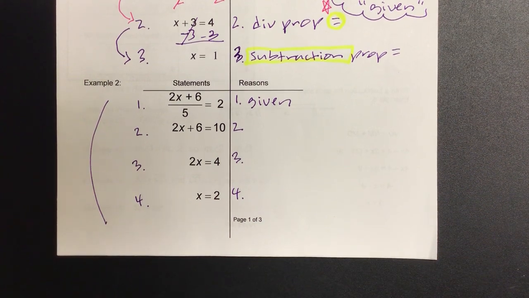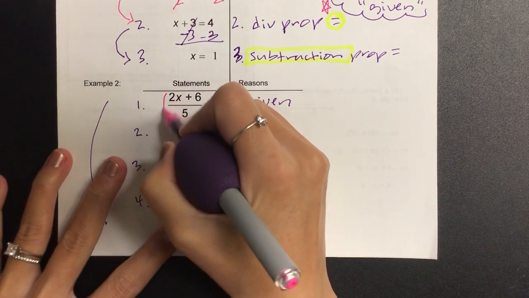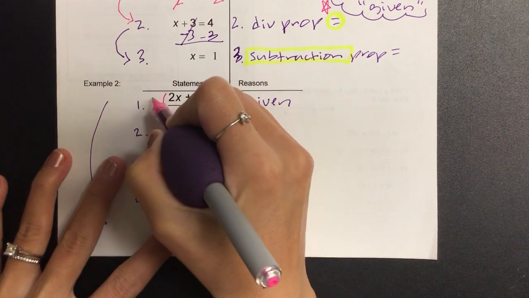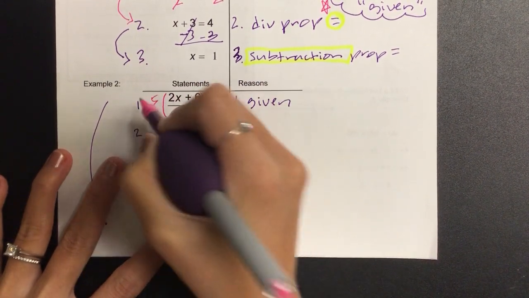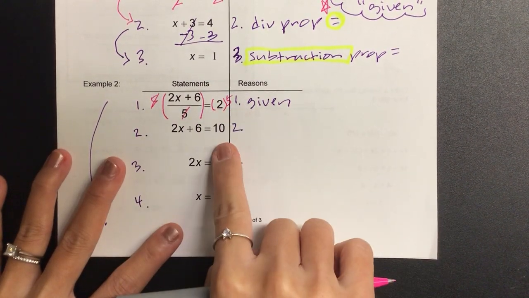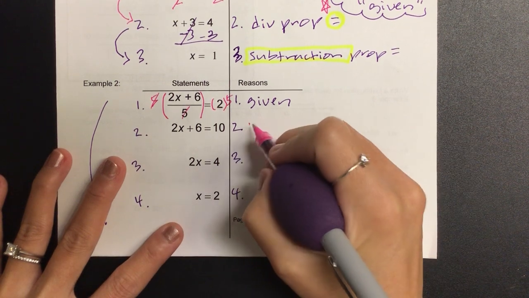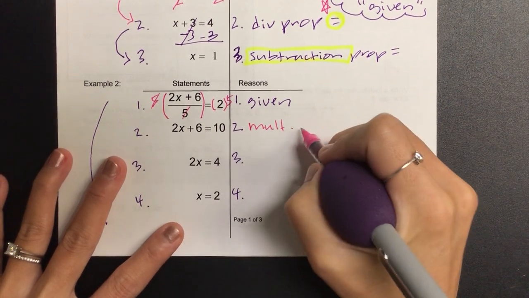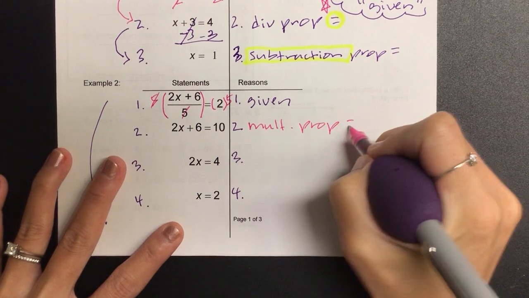Okay, did you guys show the work on the side? Yes. So we physically multiply by what? 5 on both sides. So 2 times 5 is 10. So that was what operation? Multiplication, property of what? Equality.